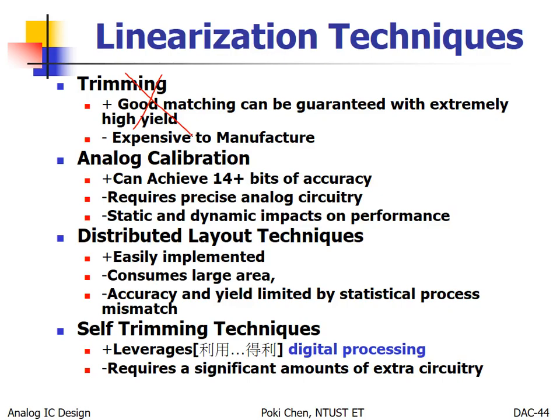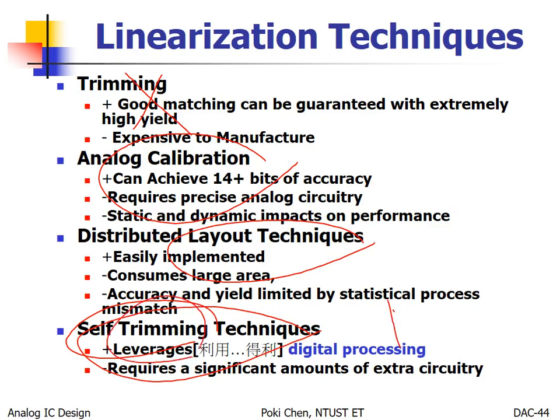Nowadays, very few focus on such trimming. And then we can have analog calibration. Later I will explain. Maybe some of them are still applied nowadays, but not so much. And the other one is very good layout techniques. I will also explain later. It is possible, but really complicated. And then finally, self-trimming, where you embed the trimming circuit on your own circuit. That is the right way nowadays. I think that is the best way for you.